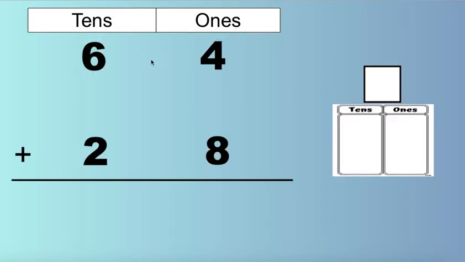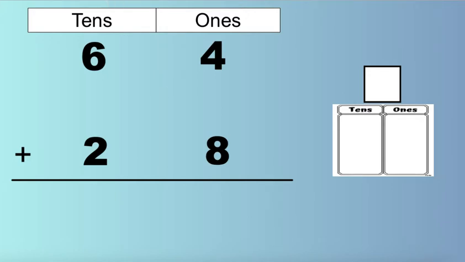The first thing that we want to do when we look at a double-digit addition problem is find the ones place in the problem. So let's look at the entire problem, 64 plus 28. I need to find the column that has the ones place, and it's right here. My first step is to add the numbers in the ones place.